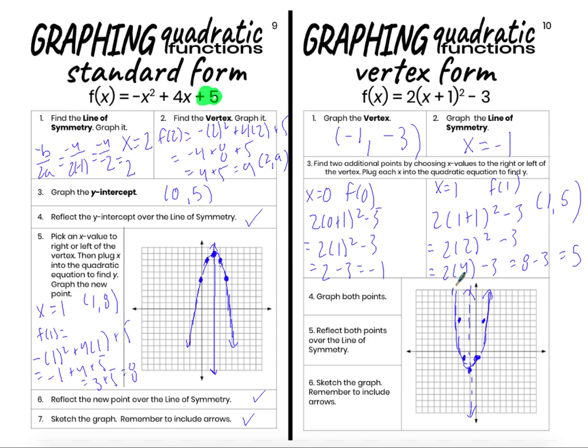Again, for vertex form, I have the vertex and the line of symmetry just from the function rule, and then I have to find 2 additional points and reflect them. Standard form, it was just 1 additional point because the function rule gave me the y-intercept.